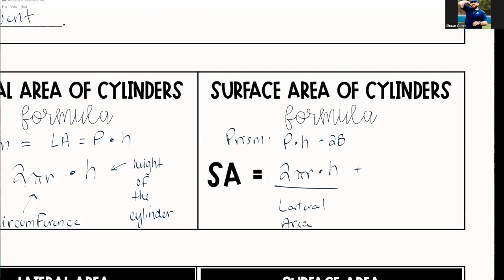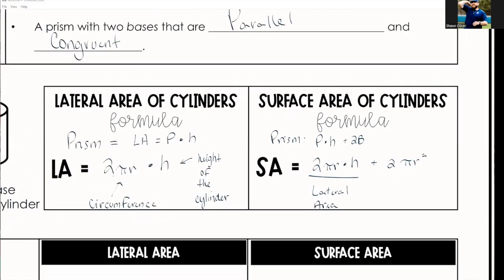And then plus 2, and then what is the area formula for a circle? Pi r squared. No matter what, because base area of a cylinder will always be the area of a circle. So those are our two equations we're dealing with today. Lateral area is 2 pi r, which is circumference, times the height of our cylinder. And then total surface area is 2 pi r times height plus 2 pi r squared, because pi r squared is the area of a circle.